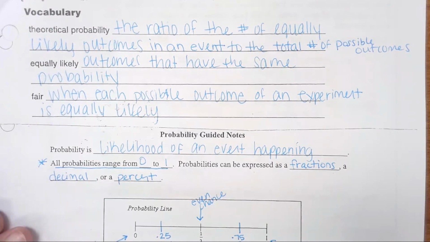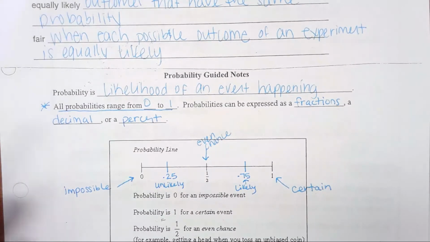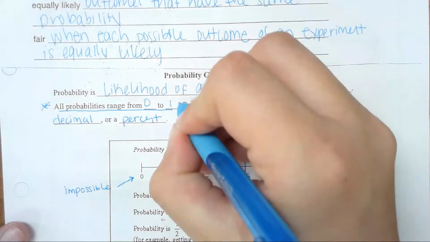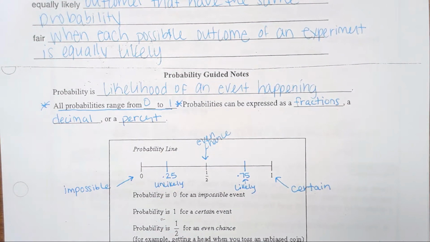Alright, if we're talking about probability, what is probability? Probability is the likelihood of an event happening. And what you need to know is all probabilities range from 0 to 1. You are never going to have a probability less than 0, and you're never going to have a probability more than 1. So it's super important that when we ask what's the probability of something happening, your answer is somewhere between 0 and 1.